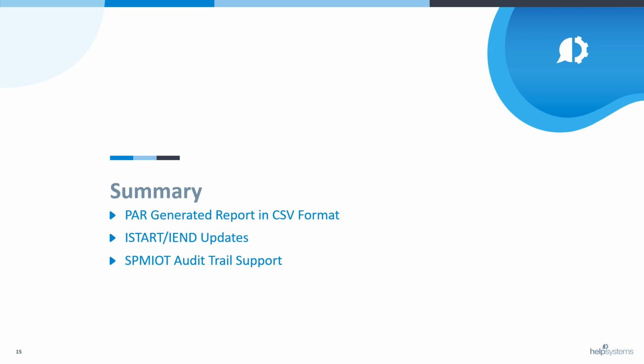In summary, TeamQuest PAR Level 11R1 is updated in ClearPath OS 2200 Release 20.0 to include features to generate PAR reports in CSV format. iStart and iEnd commands are updated to include date or relative date and support the SPM IoT audit trail file.